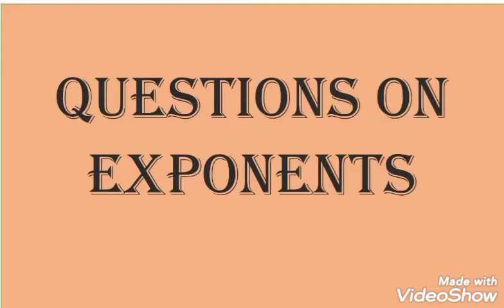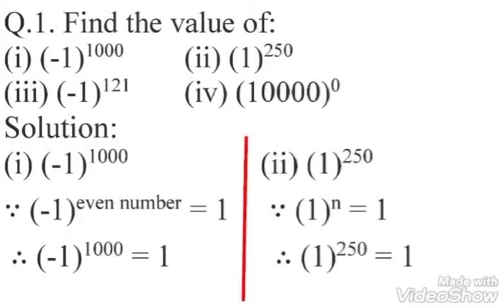Good morning to all. Today I am going to do some questions on exponents. Question number 1. Find the value of: part 1, minus 1 raised to the power 1000; part 2, 1 raised to the power 250; part 3, minus 1 raised to the power 121; part 4, 10,000 raised to the power 0.